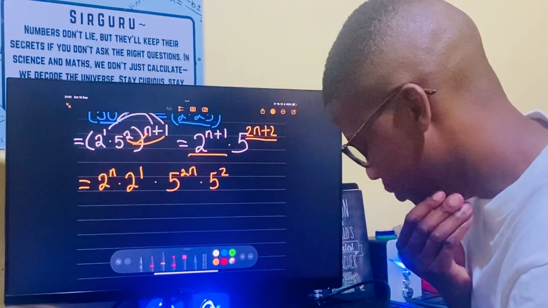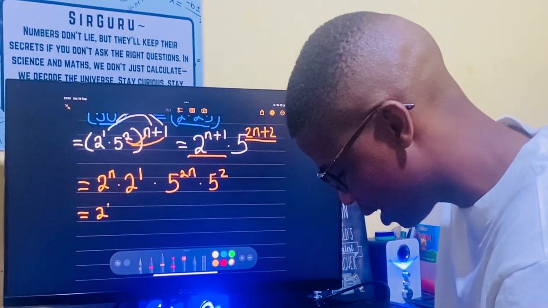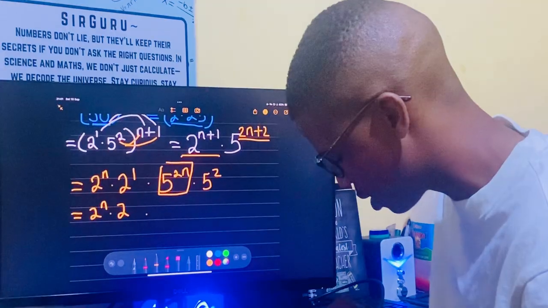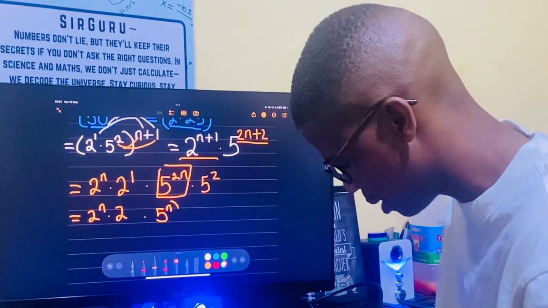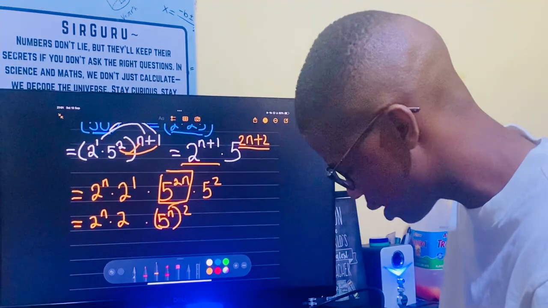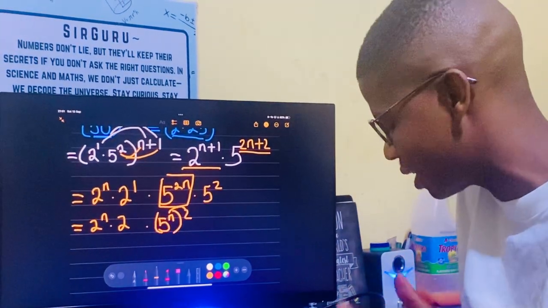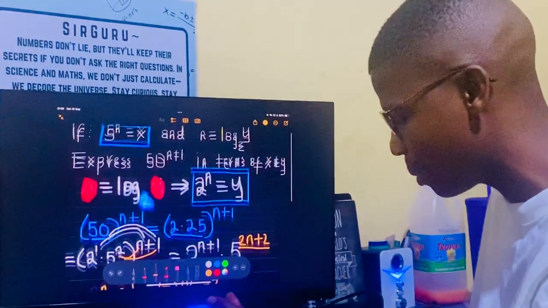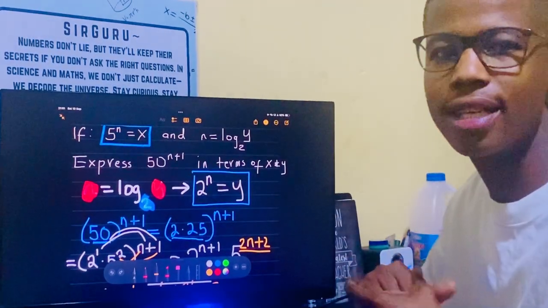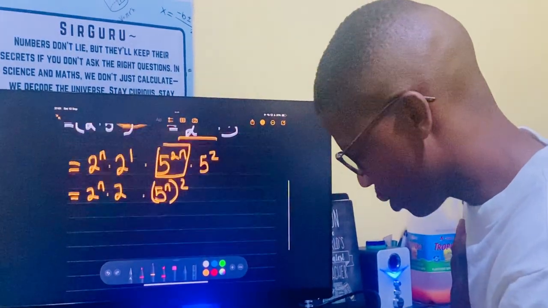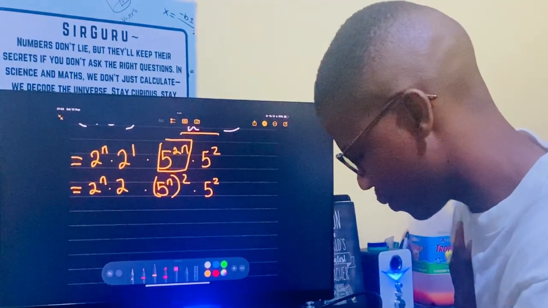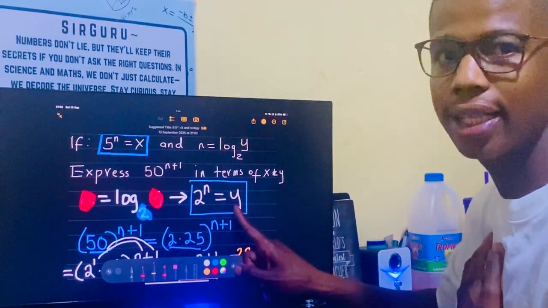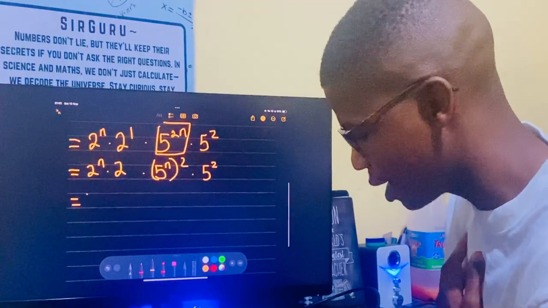Now, ladies and gents, we're almost at the end. Here we have 2 to the power n times 2 to the power 1. This one here, I can rearrange it to say 5 to the power n in brackets, squared. Remember, this will still give you 2n as the exponent, n times 2 is 2n. The reason why I'm separating it is so that I can have 5 to the power n, so that I can easily substitute this guy. And then times 5 to the power of 2. Now we have 2 to the power n, we said is how much? 2 to the power n is y. So where I see 2 to the power n, I'm going to replace it with y.